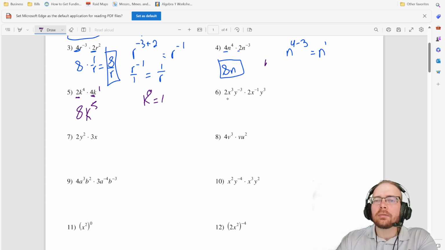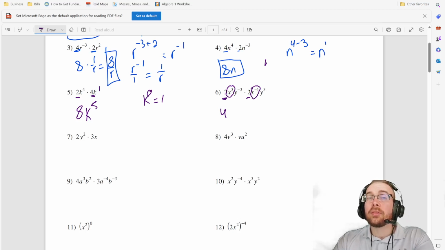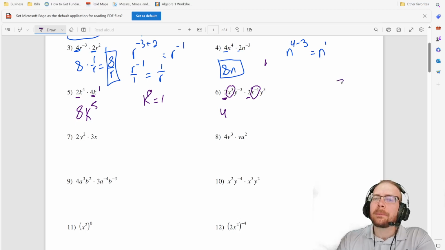All right, now they're ramping it up just a tad here. So we've got 2 2's, makes a 4. Here's an x cubed, x negative 1. So that's going to be 3 plus negative 1, which is the same thing as 3 minus 1, which is 2. So that's x squared.